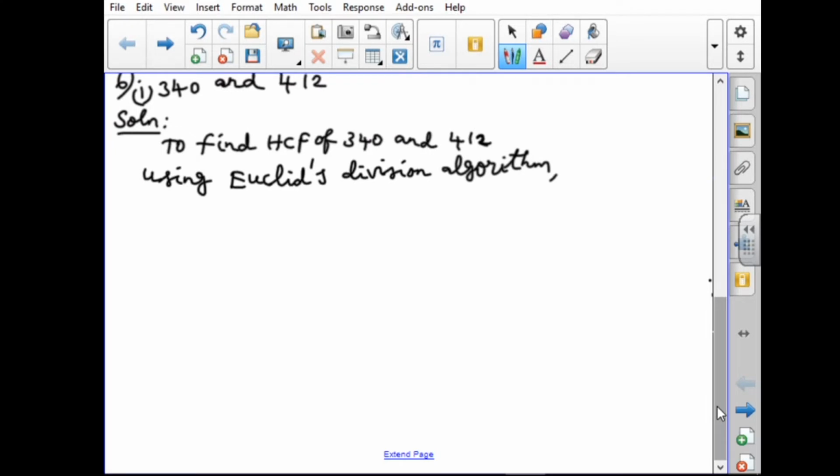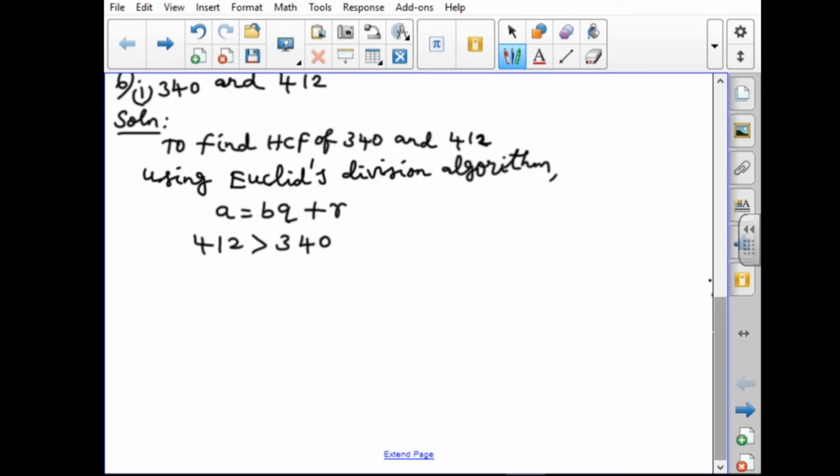what is our lemma? The lemma is A equals BQ plus R. A is the dividend, B is the divisor, Q is the quotient and R is the remainder. They have given two numbers here, 340 and 412. First you have to check which number is greater. 412 is greater than 340. The greater number we always assume as the dividend, the smaller number we always assume as the divisor. So A will be 412 and B will be 340.